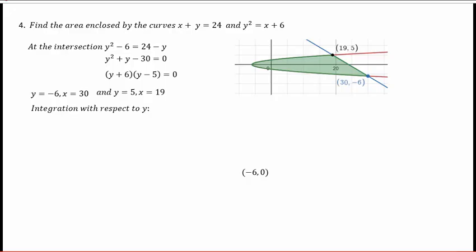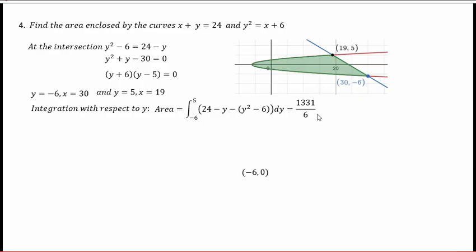Now we are looking at integration with respect to the y variable. We'll be taking the y limit from -6 to 5, and then our right side function first, and then the left side function. So -6 to 5, your right side function is x plus y is 24, so then x will be 24 minus y. We write it here. And then the second one is this graph here on the left side, which says x equals y squared minus 6, and then simplify the integral.